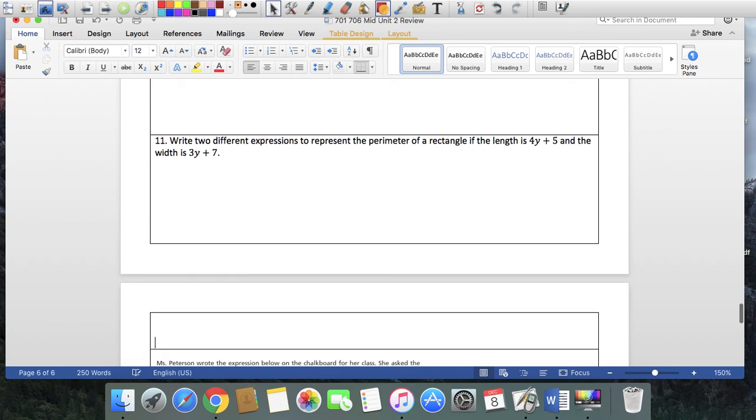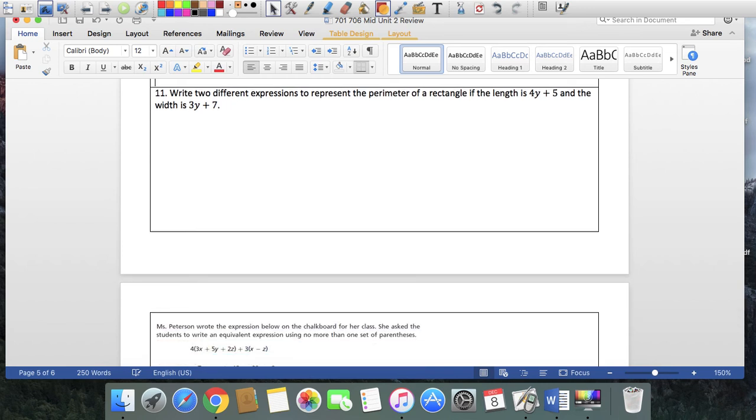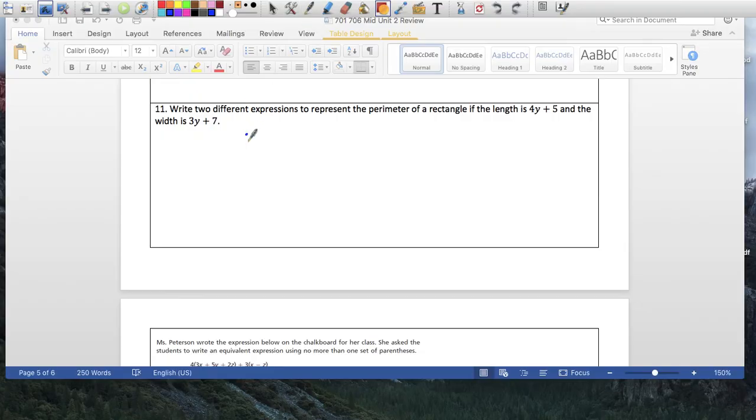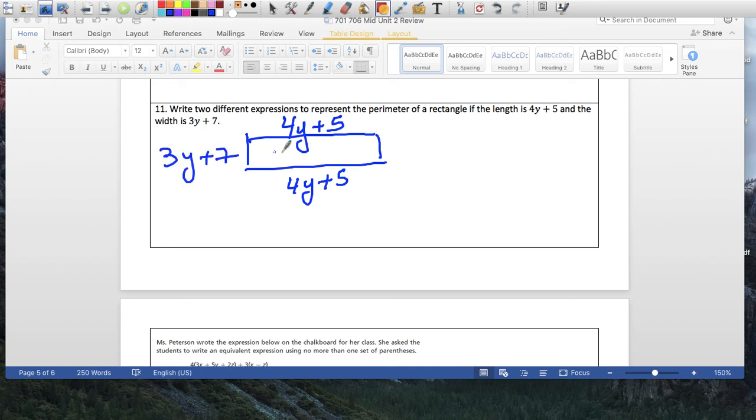So write 2 different expressions to represent what? The perimeter of a rectangle. So, all right, let's see. Here is a rectangle. The length is represented by 4y plus 5, and the width is 3y plus 7. So I want to create 2 equivalent expressions that show me the perimeter of this rectangle.